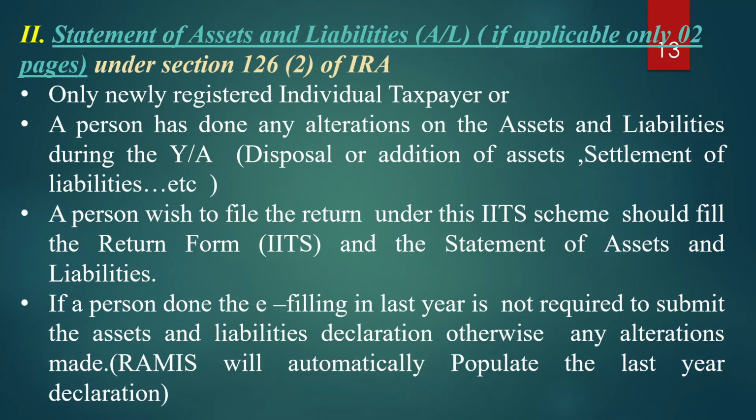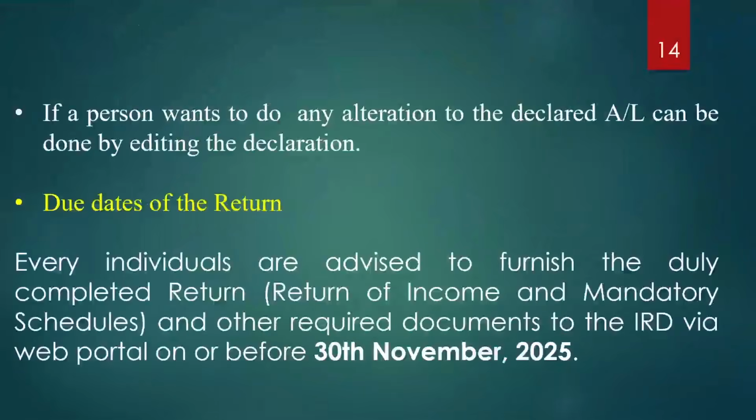A person wishing to file the return under this IITS scheme should fill the return form and the statement of assets and liabilities. If a person did e-filing last year, he is not required to submit the assets and liabilities declaration, because the RAMIS system will automatically populate the last year's declaration. If a person needs to make any alteration, he can do so by editing the declaration. Next is the due date of the returns. Every individual is advised to furnish the duly completed return on or before 30th November 2025.